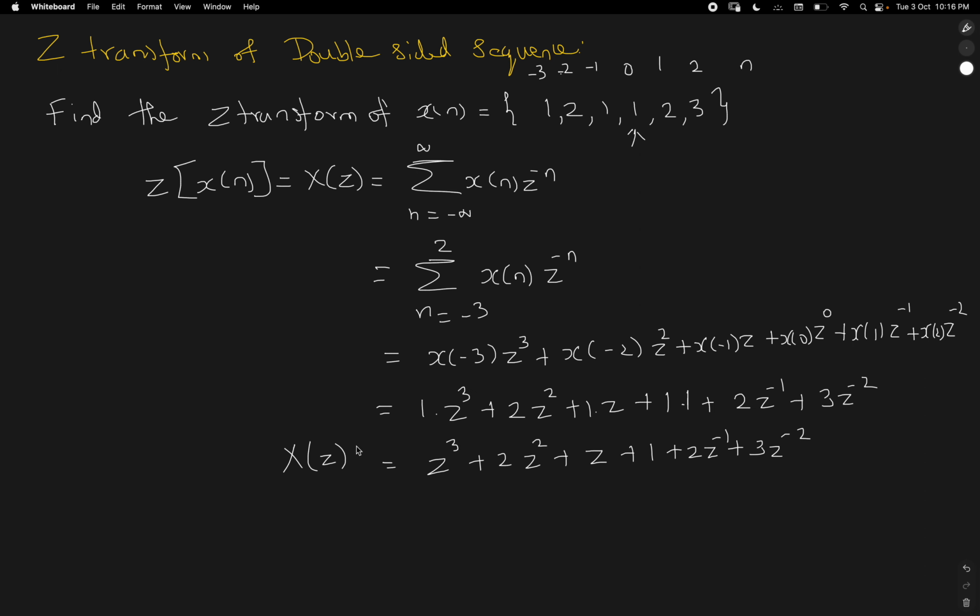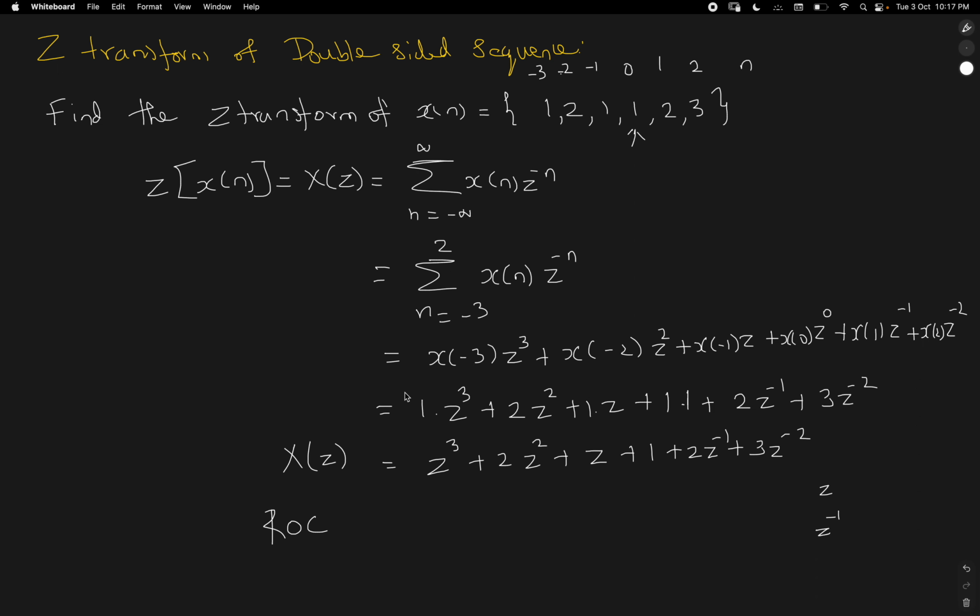And the final part is we have to define the ROC. If you refer to this equation, then you can find two terms. One is z and another one is z inverse. Z becomes infinity if z takes the value infinity. Z inverse becomes infinity if z takes the value equal to 0. So for all other values of z, both z and z inverse will provide some finite value.